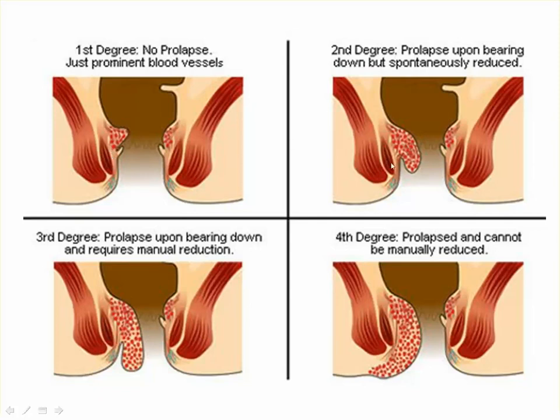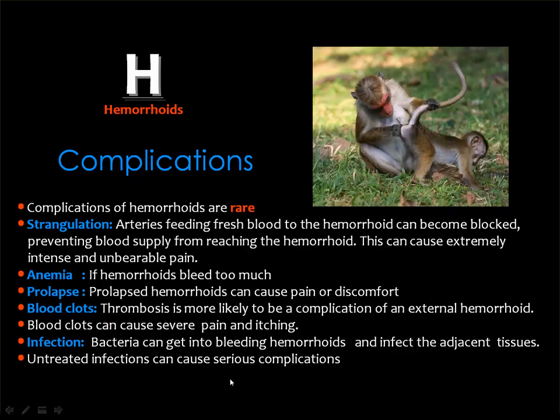Then the second degree is some prolapse upon straining, but spontaneously reduced. The third degree is prolapse upon straining down and requires manual reduction. The fourth degree is prolapse that cannot be manually reduced.